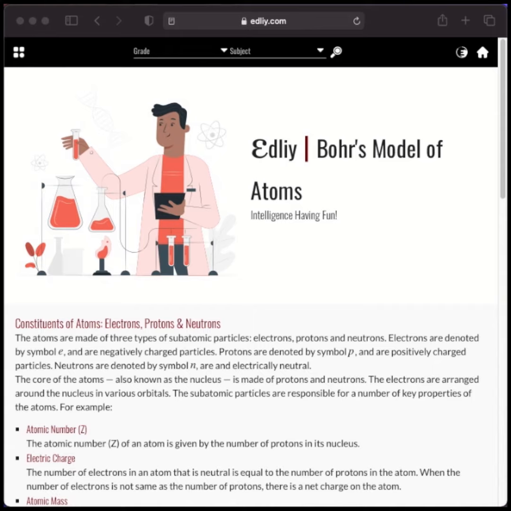Today I'm going to walk through our module on Bohr's model of atoms. This is a great lesson for students in 6th through 8th grade as it presents a simplified way of visualizing atoms and provides a great visual for learning about elements of the periodic table.